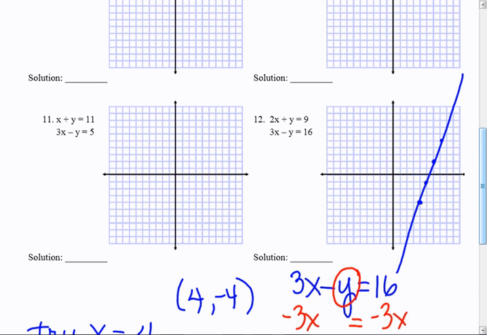What about this one? Since we're here, might as well finish the problem. 2x plus y equals 9. What do we have to do with that? Max, what do we have to do with that?